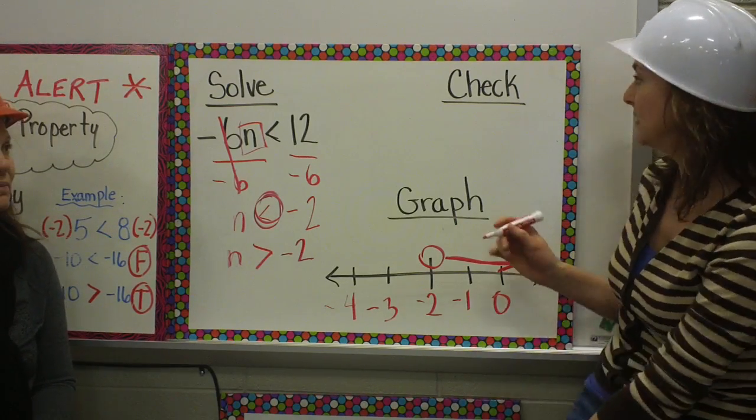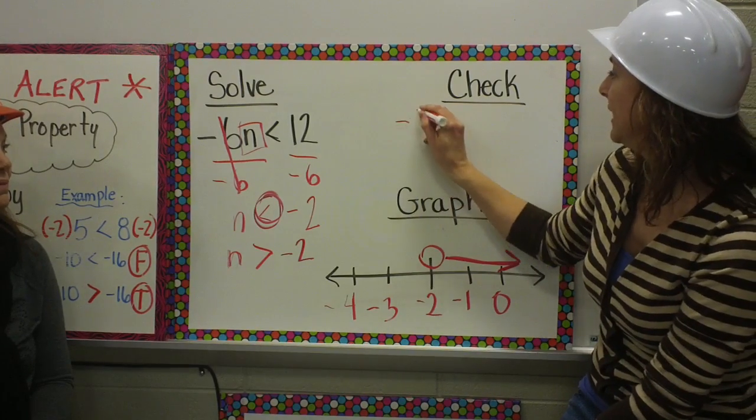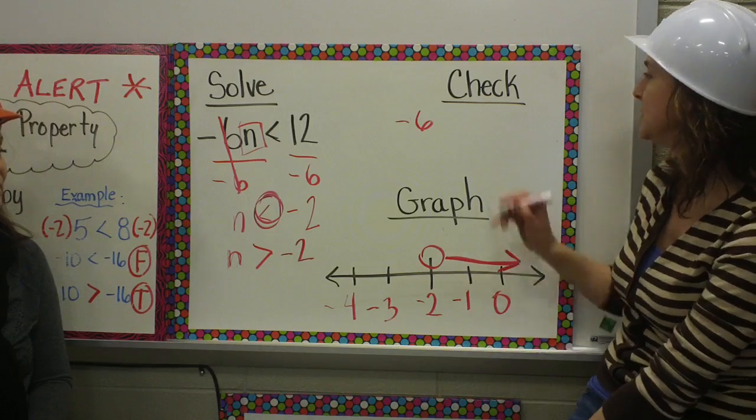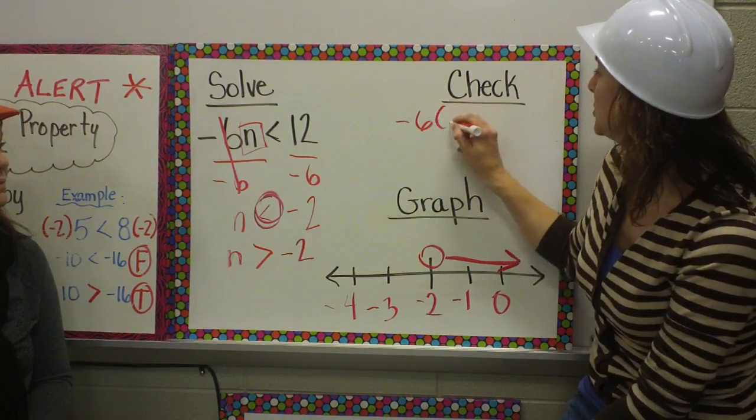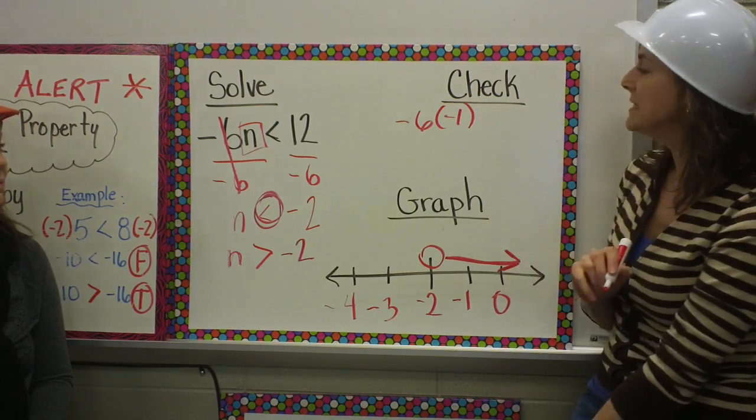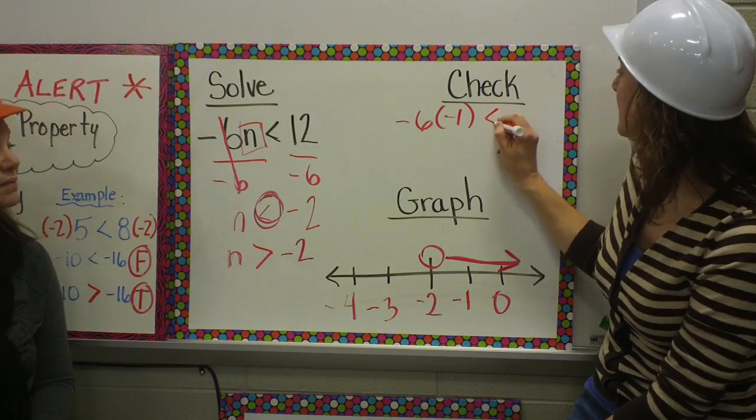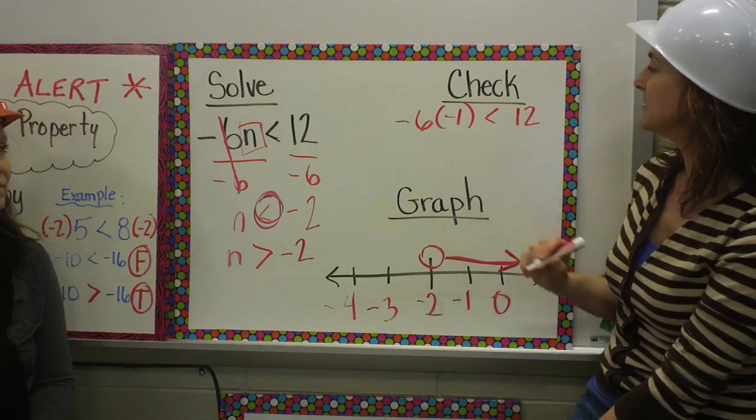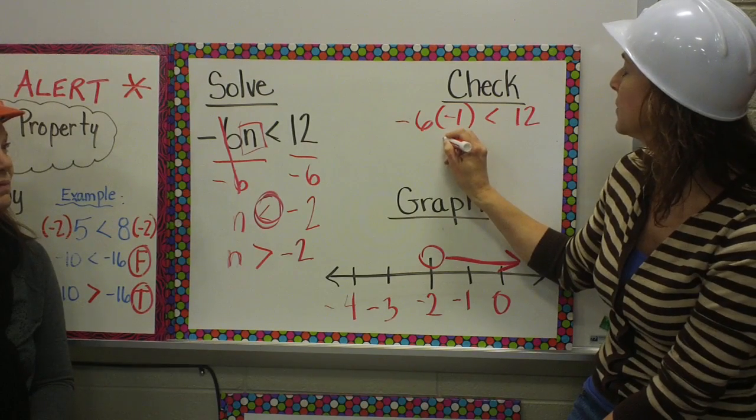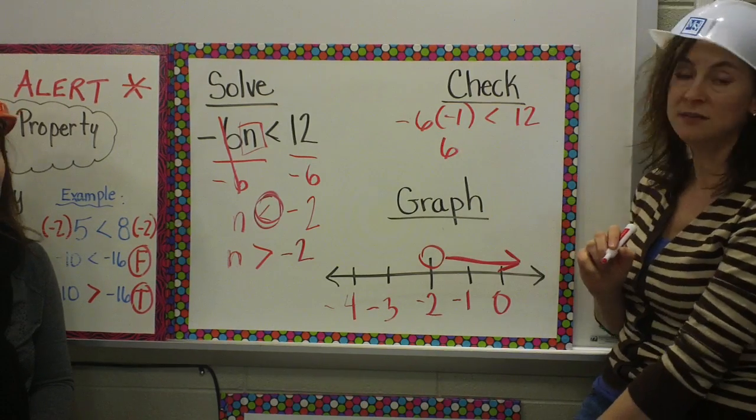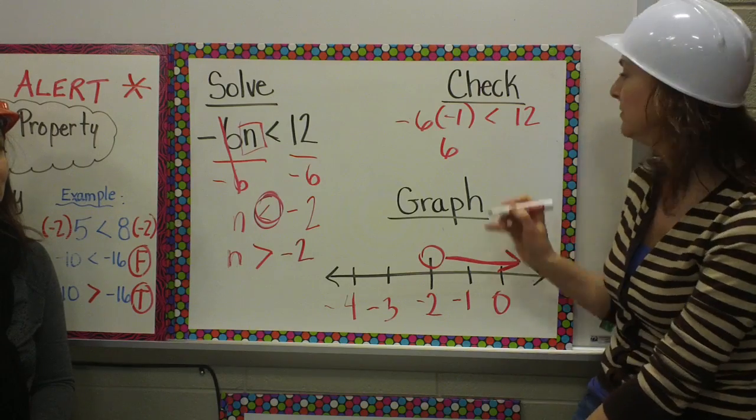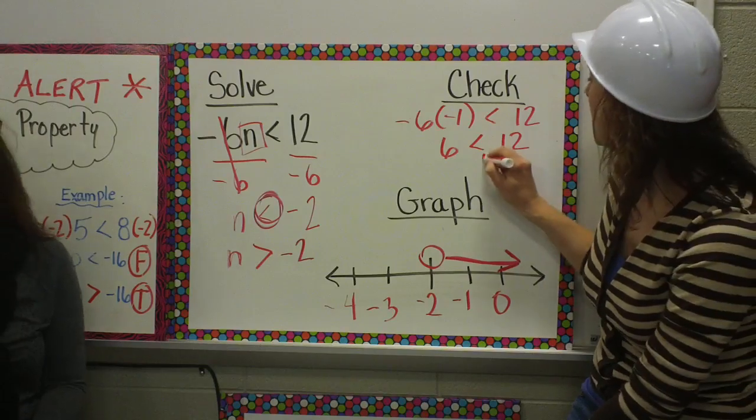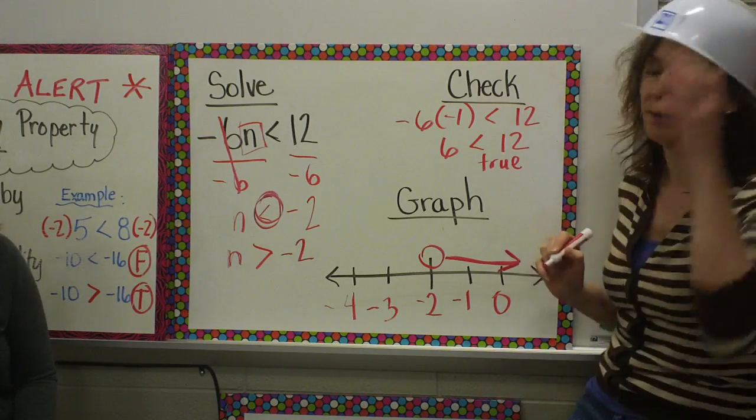Now, let's check to make sure I've done this okay. So I have a negative 6. I can pick any number that's underneath the arrow. I'm going to choose negative 1. And I'm going to replace the n with a negative 1 to see if that is going to be less than 12. Negative 6 times negative 1 is going to be a positive 6 because same signs give a positive. And 6 is indeed less than 12. So I have a true statement.